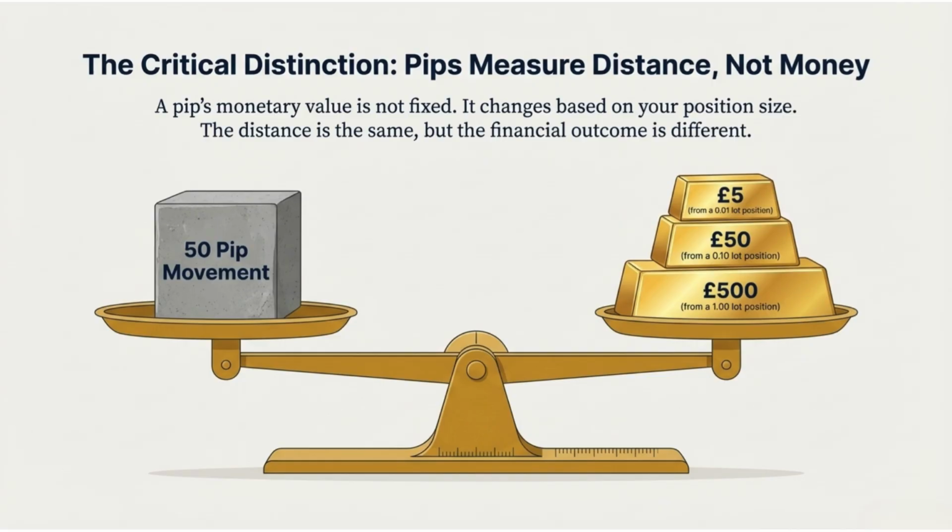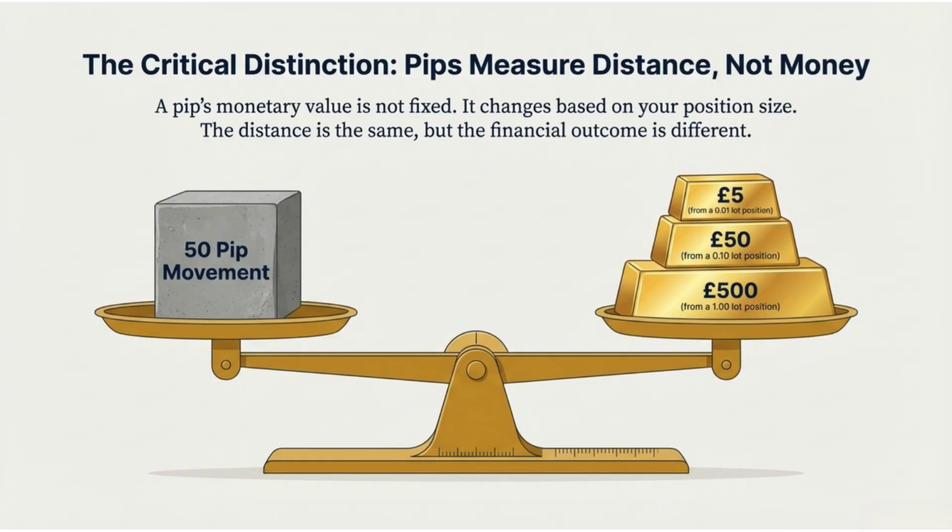And finally, consider the trader using a standard lot, which is 1.00 lot. Same market, same chart, same movement, same 50 pip distance. But because of that position size multiplier, the financial result is now dramatically different. It results in around 500 units of account currency profit or loss.